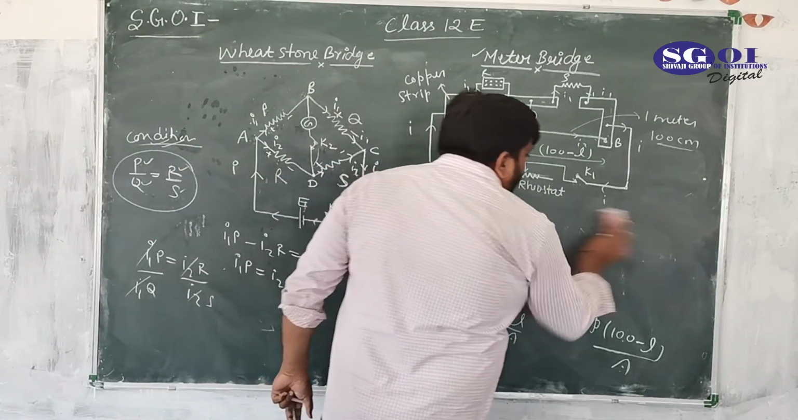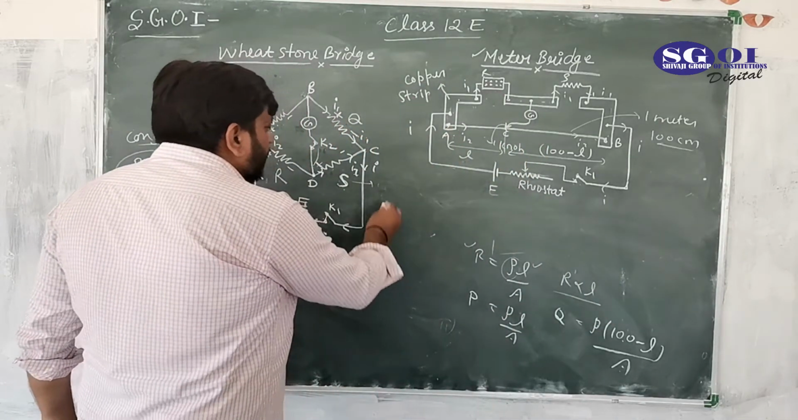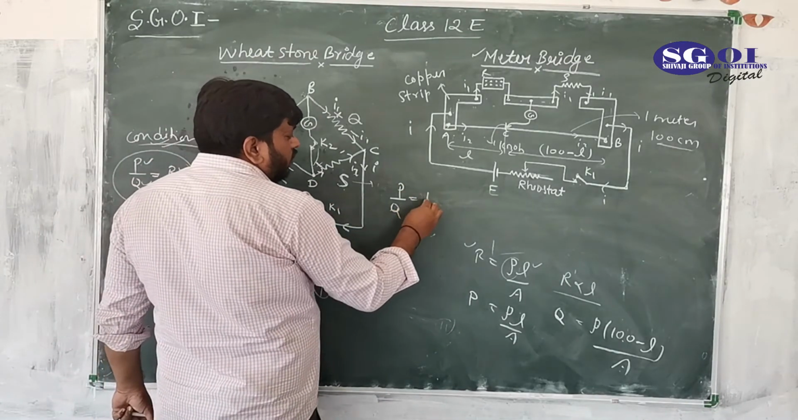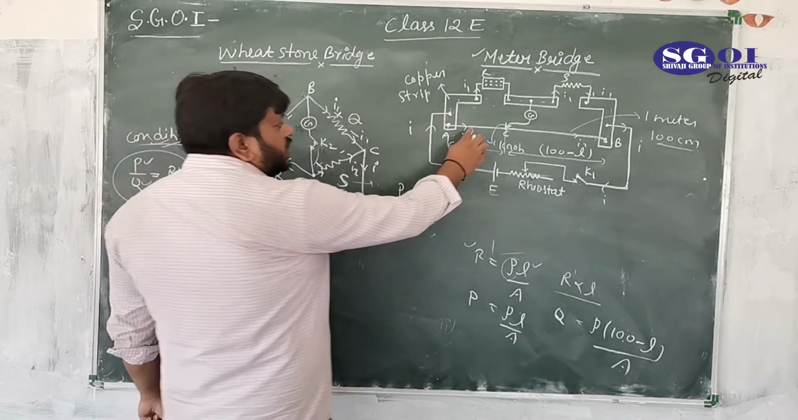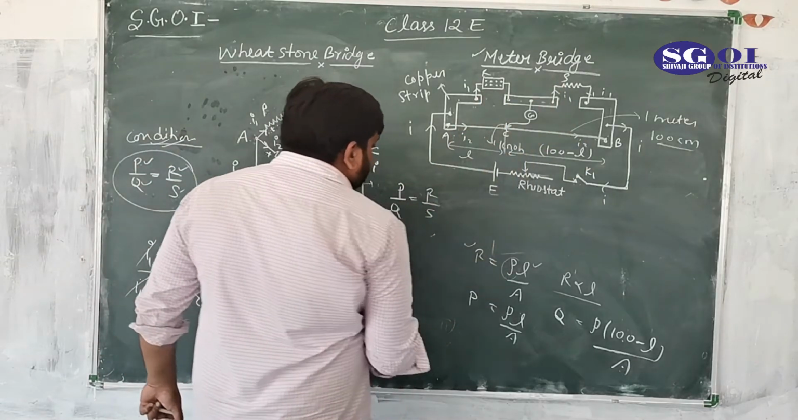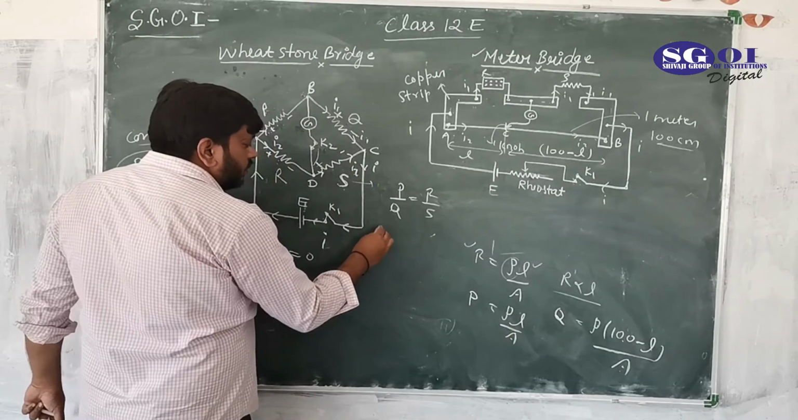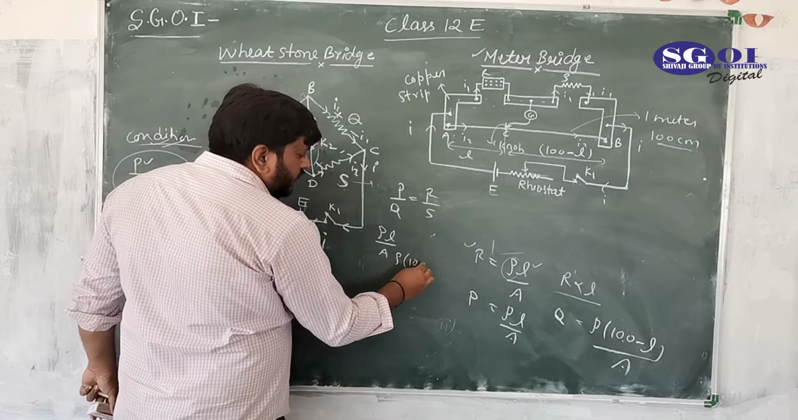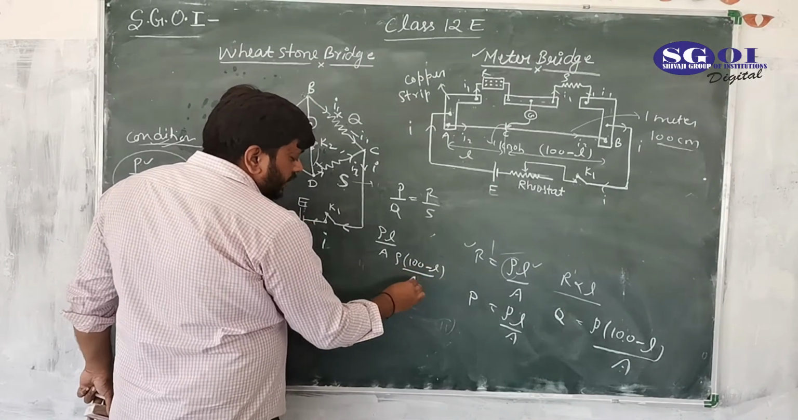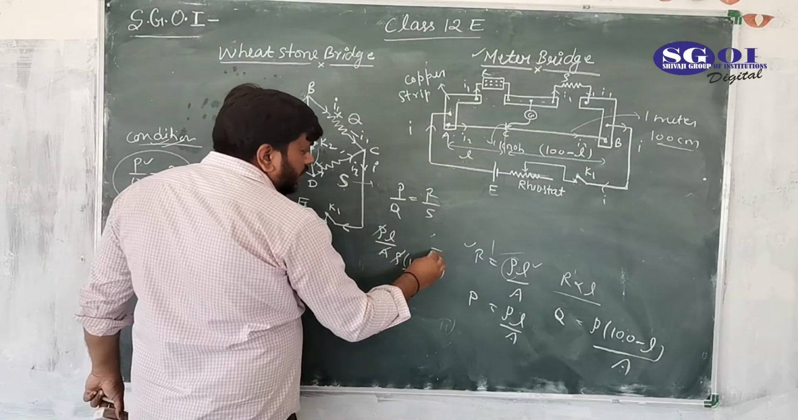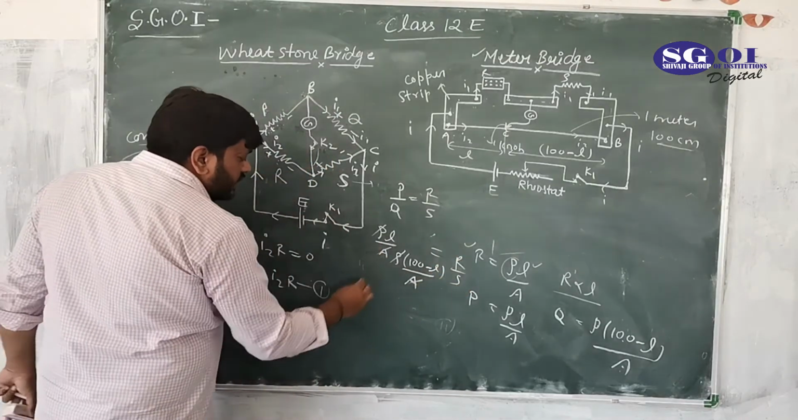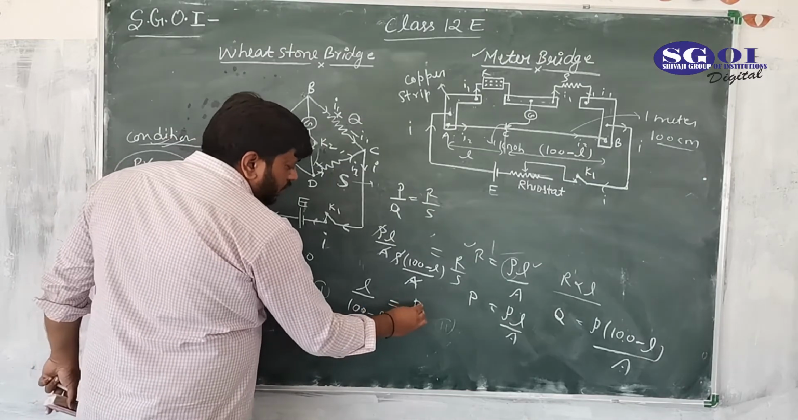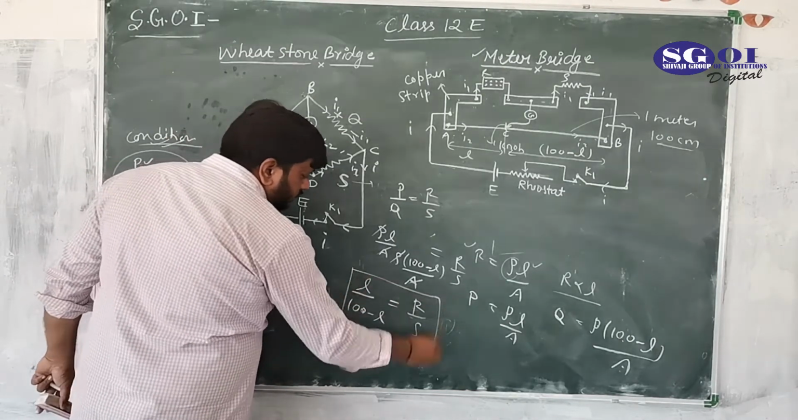So what is the condition here? We know that the condition of balancing is P upon Q equal to R upon S. This is P, this is Q, this is R, this is S. So what is P? P is rho L by A. What is Q? Rho into (100 minus L) by A. Rho to rho cancel, A to A cancel, equal to R by S. So this is L upon (100 minus L) equal to R by S.